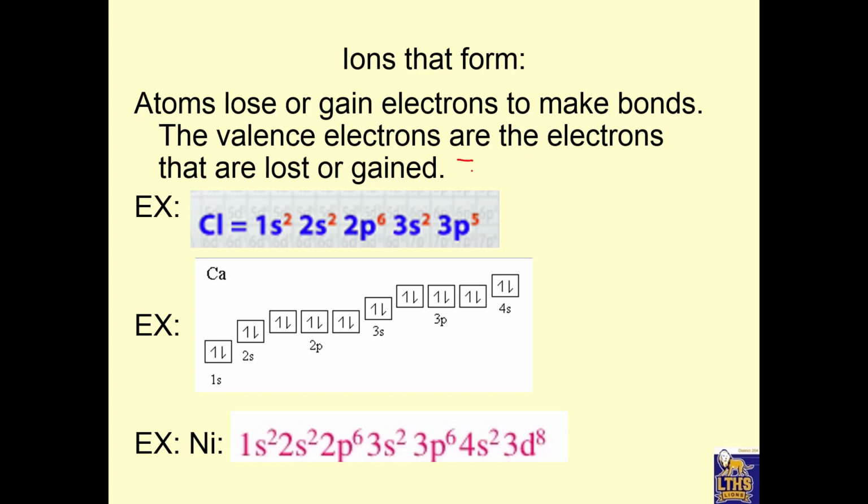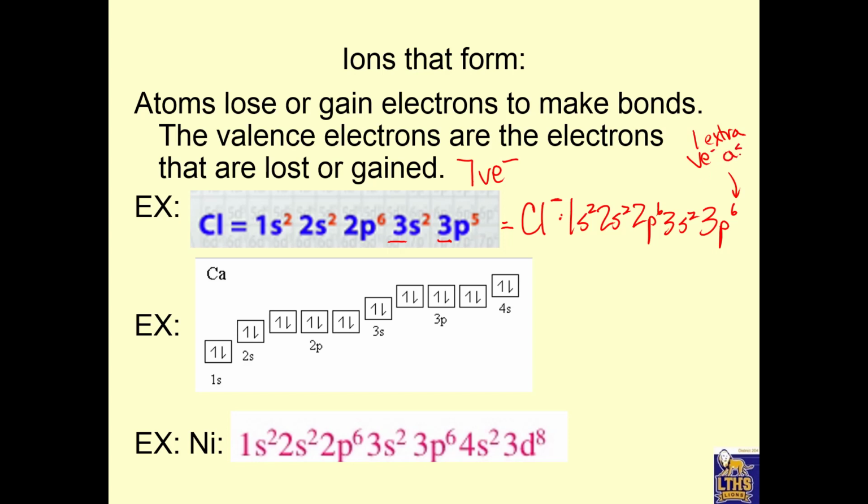So we said chlorine had 7 valence electrons, right? Look at this. If you put one more valence electron, you fill out that outer shell for chlorine. So the chlorine ion is going to be 1s2, 2s2, 2p6, 3s2, 3p6. So it's 1 extra valence electron as an ion. Woohoo! So now it has a total of 8 valence electrons. Let's see what happens to calcium.